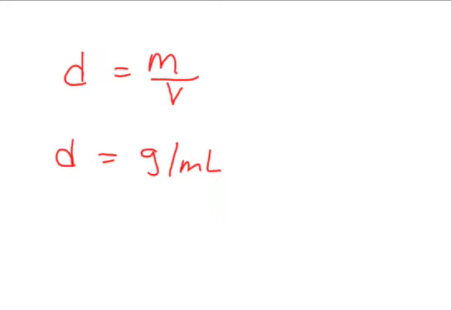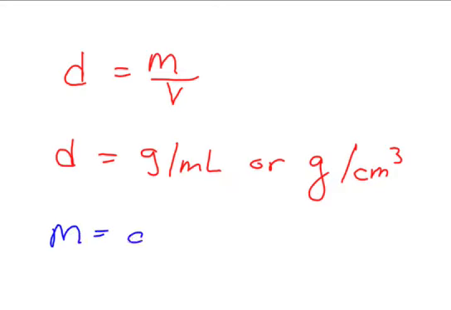We've done 3 density problems. So let's recap real quick. We know that density is equal to mass over volume. We know that density is measured in either grams per milliliter or grams per centimeter cubed. We've got mass, which is represented by an M, which is measured in grams. And finally, we've got volume. And volume is going to be measured in milliliters or centimeters cubed.